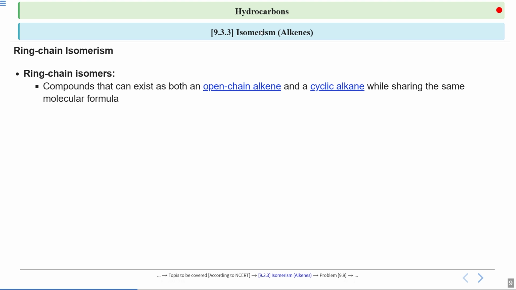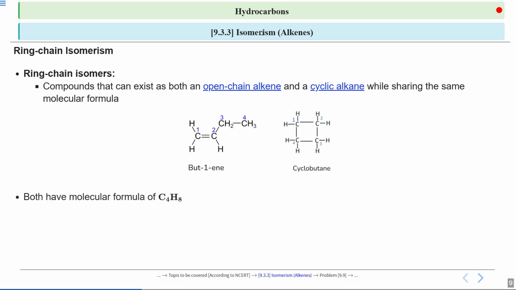So ring chain isomers are compounds that can exist both as an open chain alkene and a cyclic alkene sharing the same molecular formula. We have taken the same example of but-1-ene, and you can see how this but-1-ene can also be drawn in a different arrangement where we have a cycle. Both have the same molecular formula, C4H8, meaning there are 4 carbons and 8 hydrogens, but the structures are different, leading to different properties.